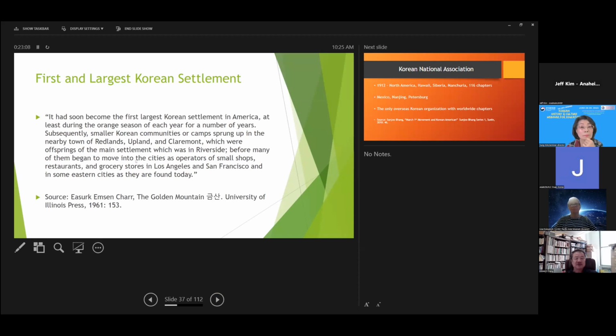Many of them began to move into the cities as operators of small shops, restaurants, and grocery stores in Los Angeles and San Francisco, and some eastern cities. And so after 1913, Pachappa camp began to dwindle. Because of a deep freeze, it hit the citrus industry and wiped out orange groves. So, unable to find employment, they began to relocate to LA, San Francisco, or Central California, such as Ridley and Dinuba. So by 1920, Ridley and Dinuba became a focal point of the Korean immigrant community in California.